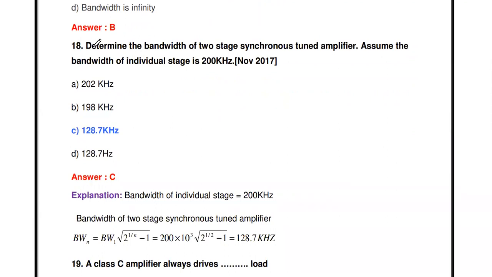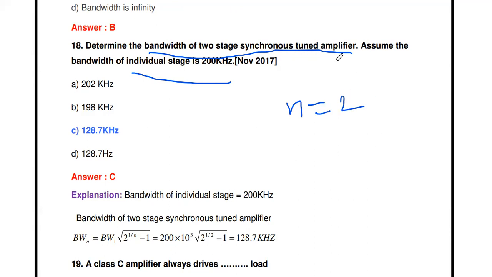Then the next one: determine the bandwidth of a 2-stage synchronous tuned amplifier. Assume the bandwidth of the individual stages is 200 kilohertz. This is an important 2-mark problem according to the previous question. Here the number of stages, small n, is equal to 2. Two single tuned amplifiers are connected in cascade, and one stage bandwidth is 200 kilohertz. What is the overall bandwidth?